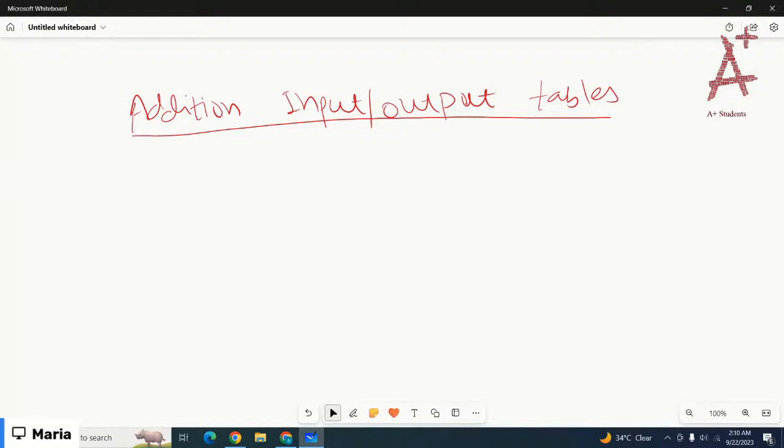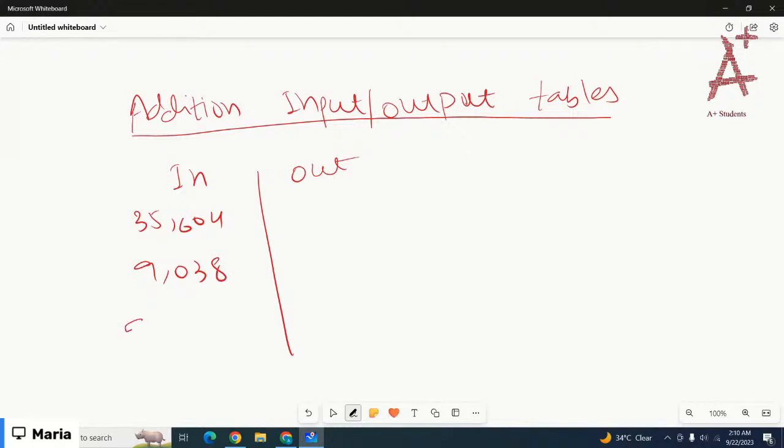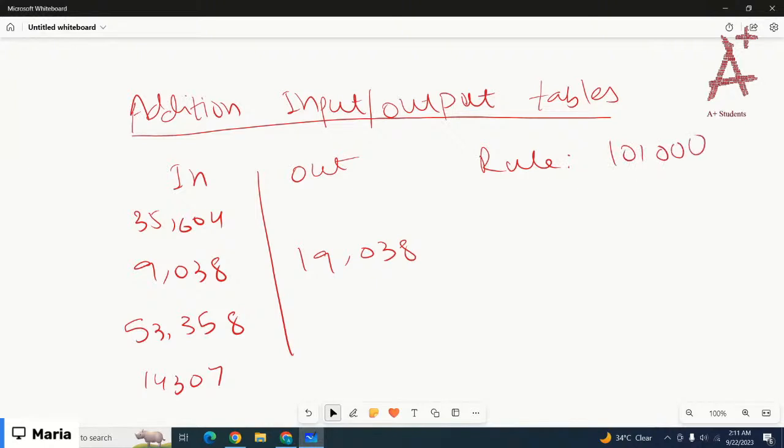You are given a table. The input values are 35,604, 9,038, 53,358, and 14,307. You have to find the output values. You are given just one rule. The rule is you have to add 10,000 to each value to get the output value, right?